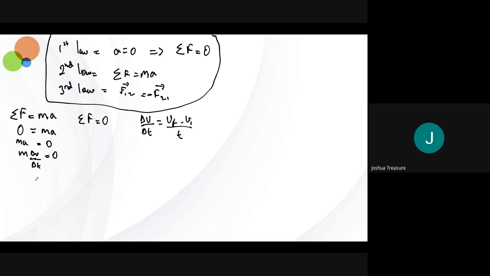Now let's say we have a mass and it's not equal to zero, and our time is also not equal to zero, right? But one of these has to be equal to zero for this to be equal to zero, right? Yes or no?